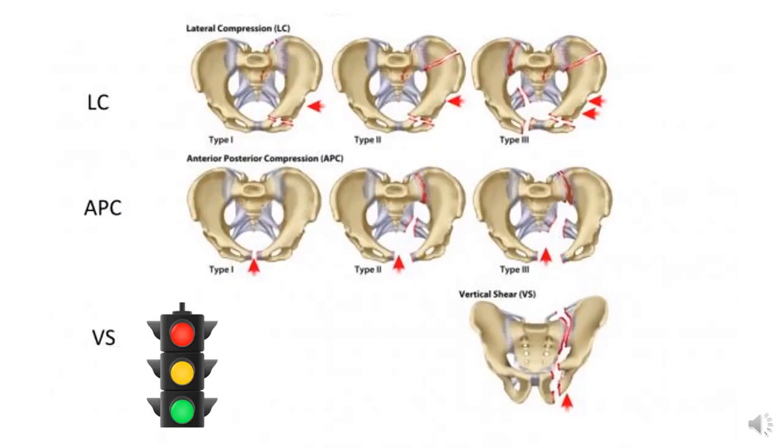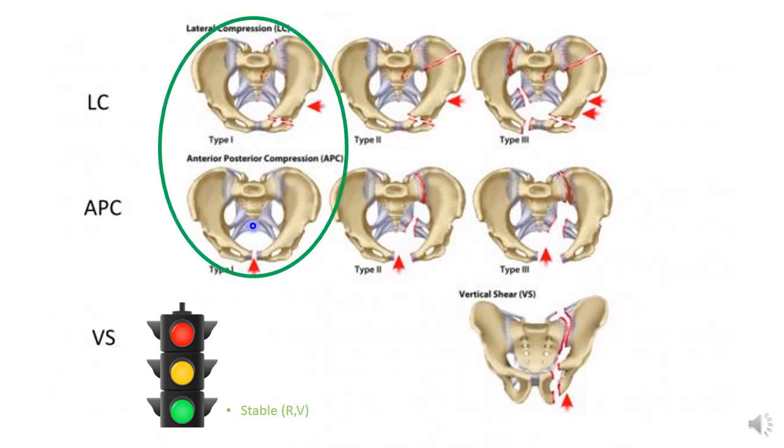If we try to group the Young-Burgess classification according to the stability using this traffic light system, what will be the stable injuries, rotationally and vertically? These are the mild form of anteroposterior compression and the mild form of lateral compression, which has very small displacement.